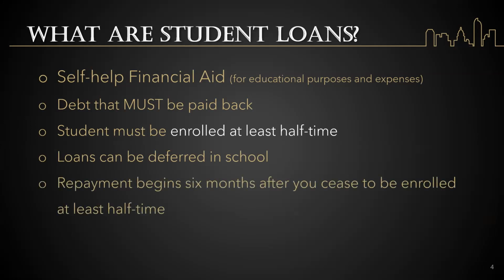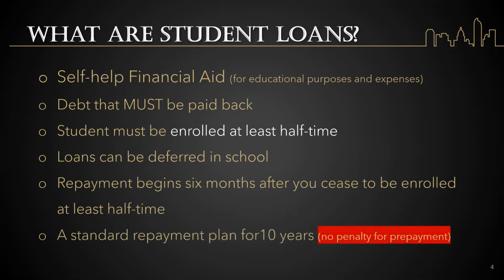Repayment generally begins 6 months after a student ceases to be enrolled at least half time or they graduate. And a standard repayment plan for 10 years is assigned if another repayment option is not selected once a student goes into repayment. Also, there is never ever a penalty for prepayment of a student loan.